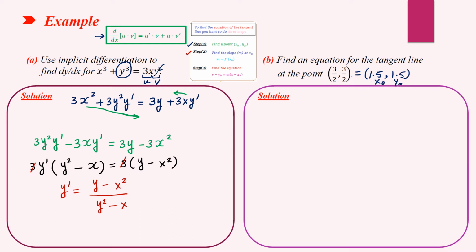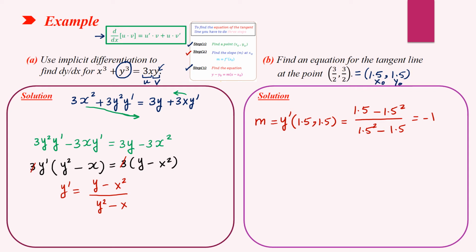So the slope means the first derivative at the given point 1.5, 1.5, because y prime is in terms of x and y, not x only. So you have to replace x by 1.5 and y by 1.5, and you'll get 1.5 minus 1.5 squared divided by 1.5 squared minus 1.5, and this gives us negative 1. So this is the slope of our formula at the given point.